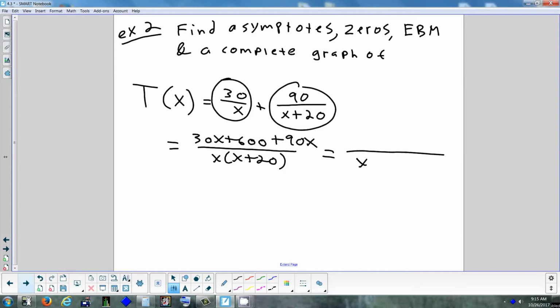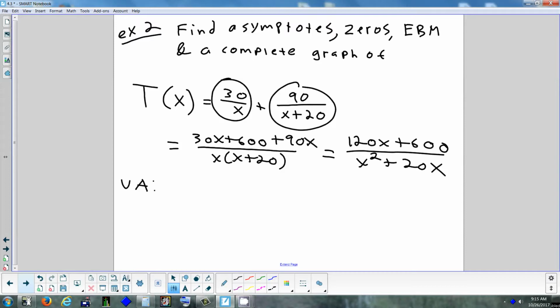Okay, so if we combine all that together and distribute, we get x squared plus 20x in the bottom. And what do I get in the top? Shauna, what do I get in the top? 120x plus 600. Yep, 120x plus 600. All right, so now let's go through and find everything they want to know. Okay, asymptotes. Let's do the vertical asymptotes first.